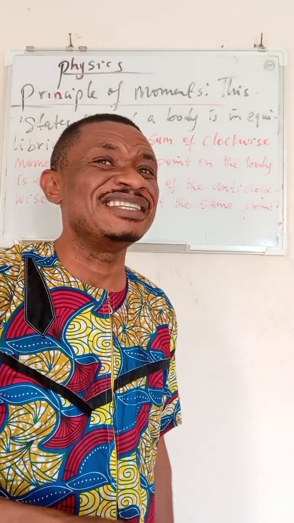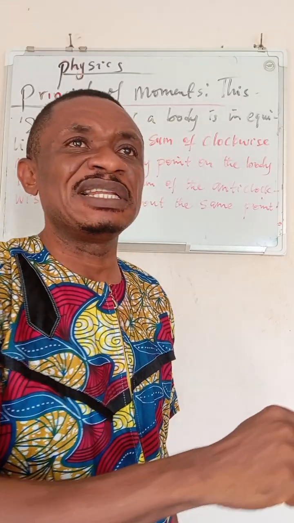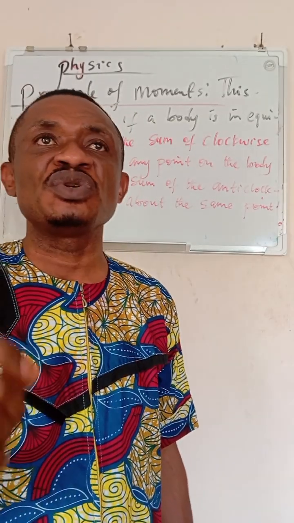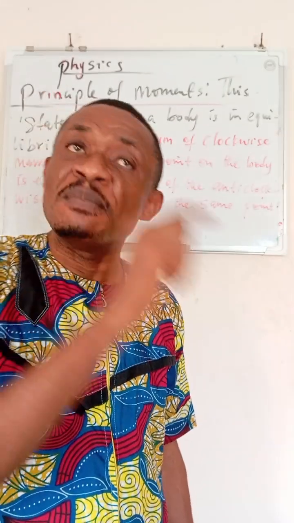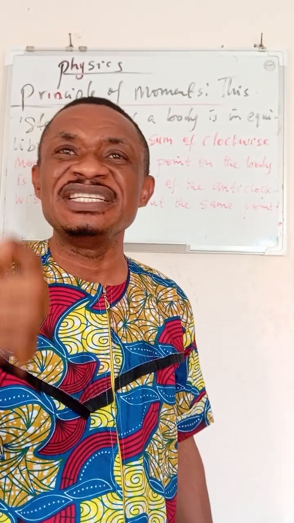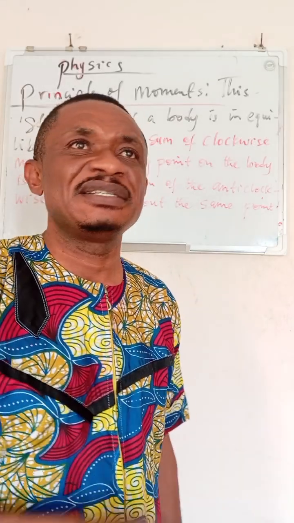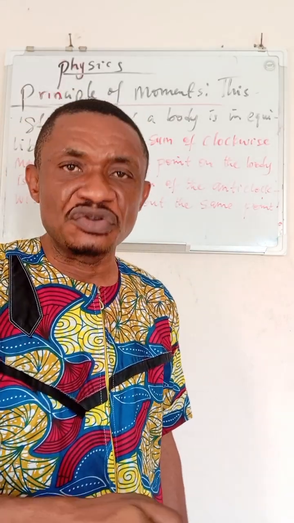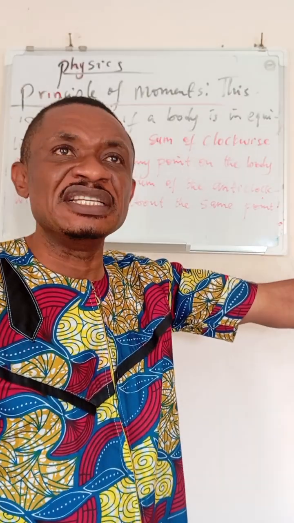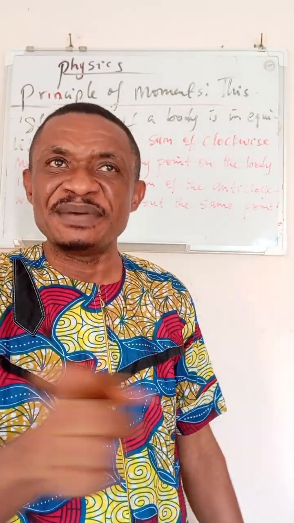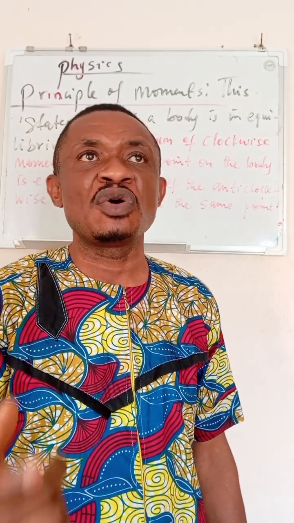Now we also have what we call moment of a force. Moment of a force is the product of the force and the perpendicular distance along its line of action. That is what we call moment of a force. There is a difference between moment of a force and the moment. Moment itself is the turning effect of the force about a point or an axis, while the moment of a force is the product of the force and the perpendicular distance from the door to the hinges along its line of action.